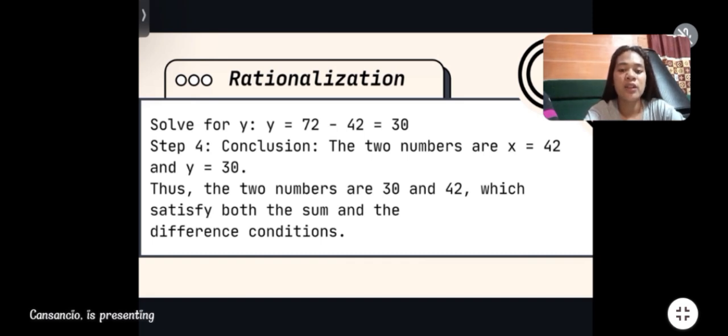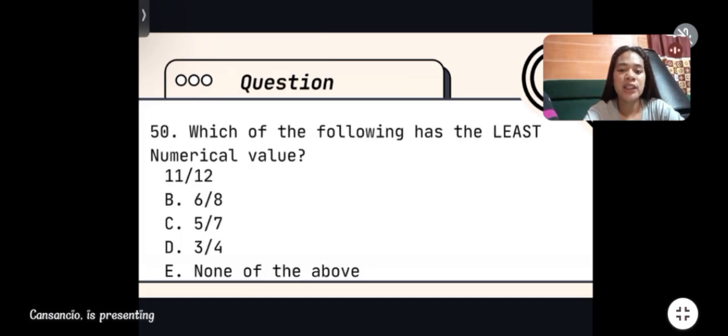So the last number is number 50. Which of the following has the least numerical value? Letter A, 11 over 12. B, 6 over 8. C, 5 over 7. D, 3 over 4. Or letter E, none of the above. So the correct answer is letter C.